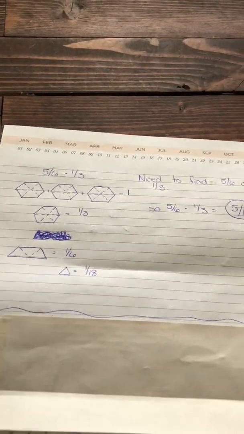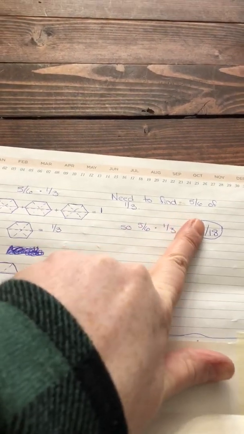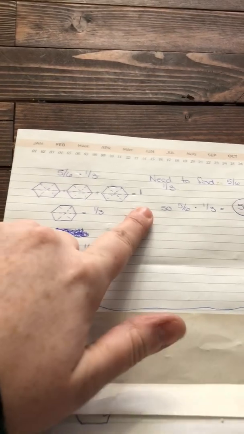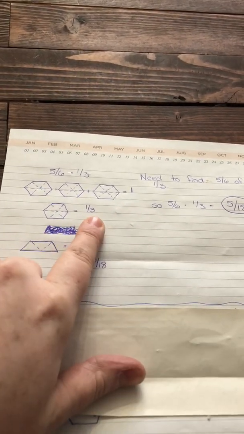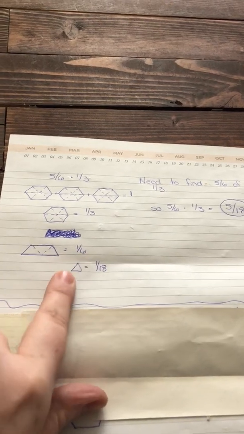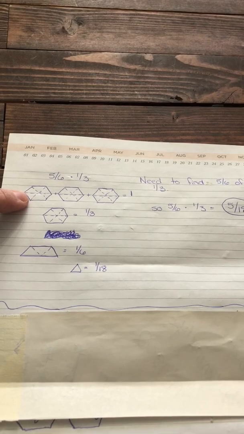Then we're going to look at multiplication. 5/6 times 1/3. We need to find 5/6 of 1/3. I used 3 hexagons to equal 1. 1 hexagon equals 1/3, and a half of a hexagon is 1/6. Well, 1 triangle is 1/18 because we have 18 triangles that make up 1.